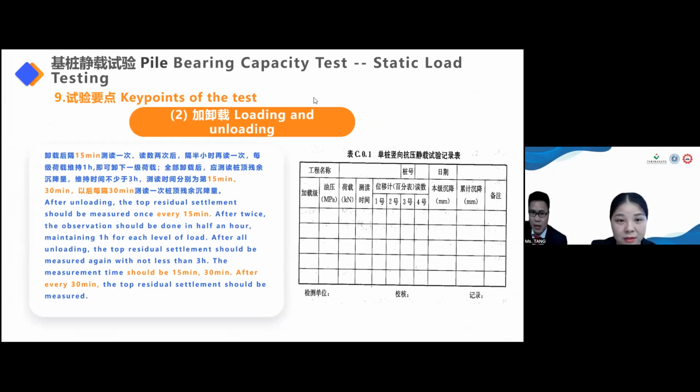Okay, the data can be obtained by the static load test, as shown on the presentation.